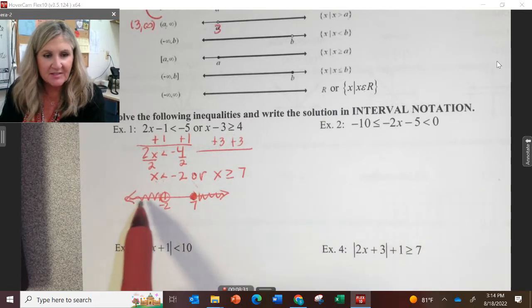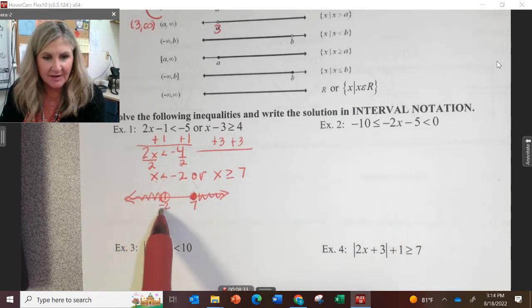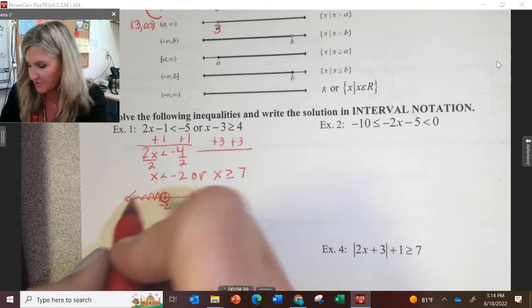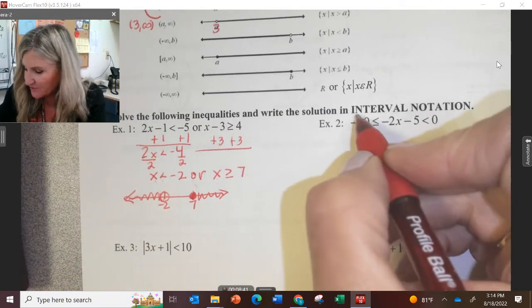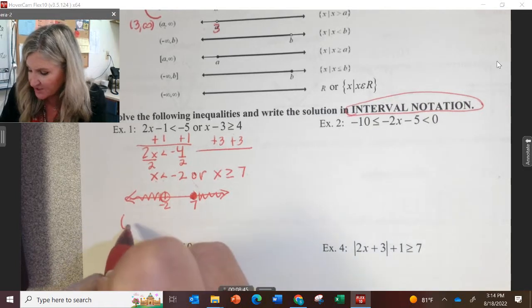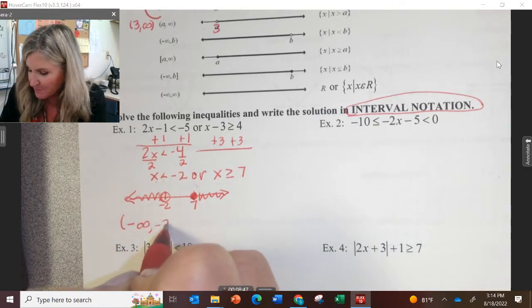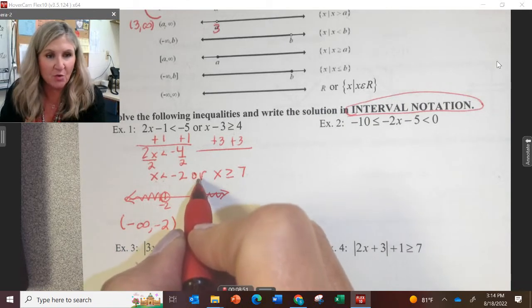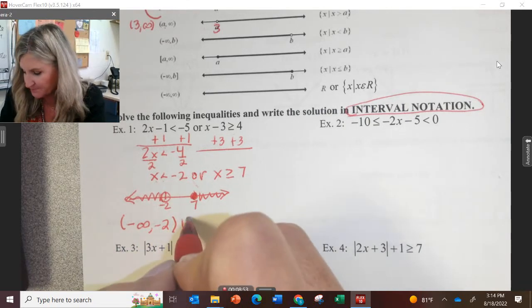So when I read this number line, I always want to have the smaller number first. This is called negative infinity because it goes on forever in the negative direction. So writing the solution in interval notation is going to go negative infinity to negative 2. Another name for the word or is union.